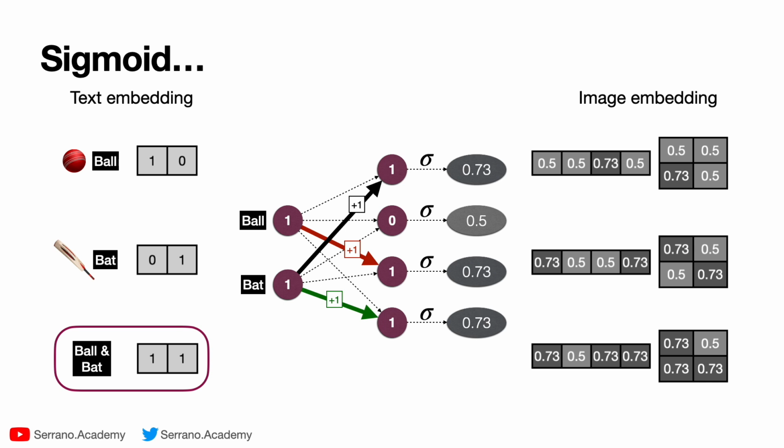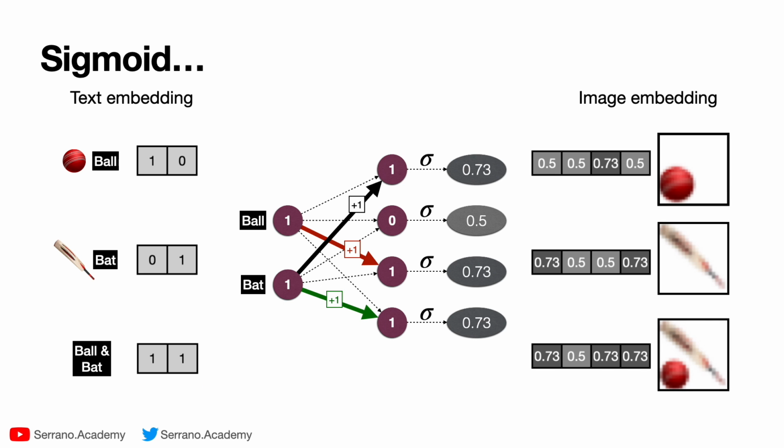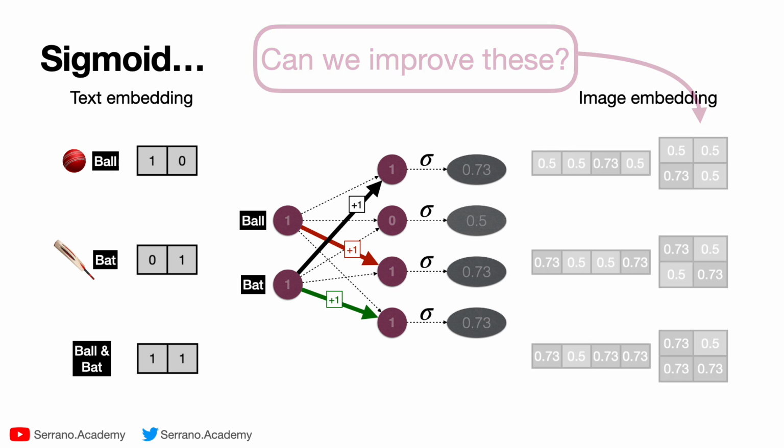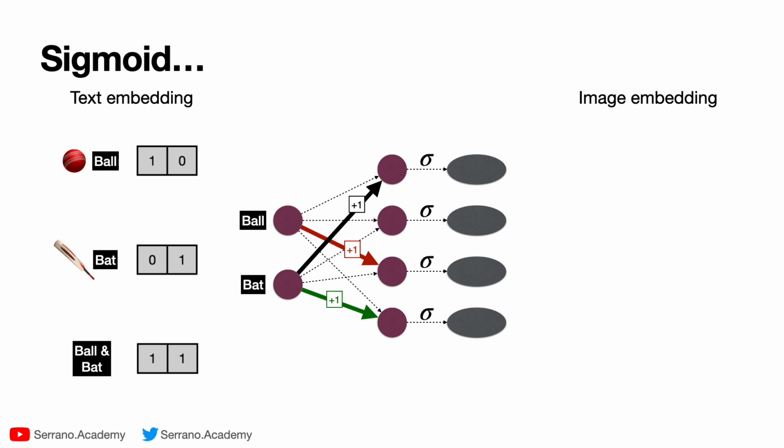In other words, we've managed to build a neural network that can draw a ball, a bat, and a ball and a bat, but unfortunately they're very fuzzy. So the question is, can we improve these images over here? Can we make them more crisp? Well, we can by making the neural network a little bit better. I'm going to improve it. Check this out. I'm going to turn those +1s into +2s.